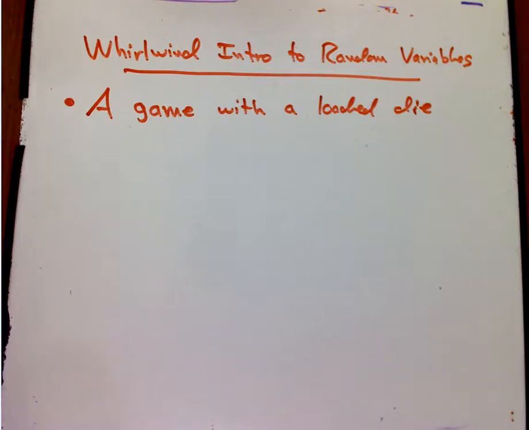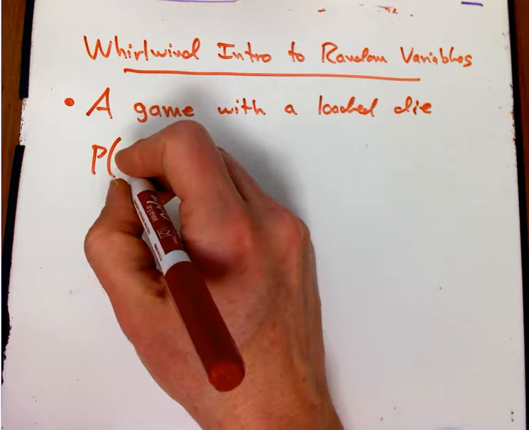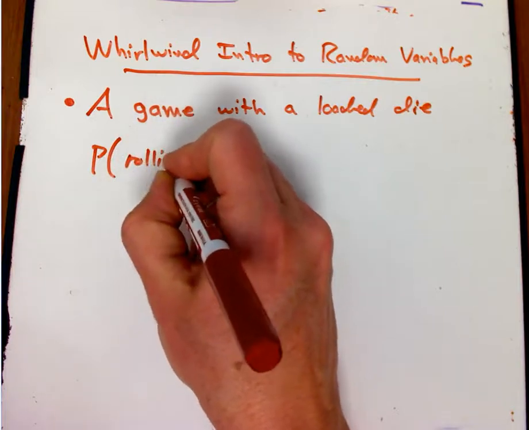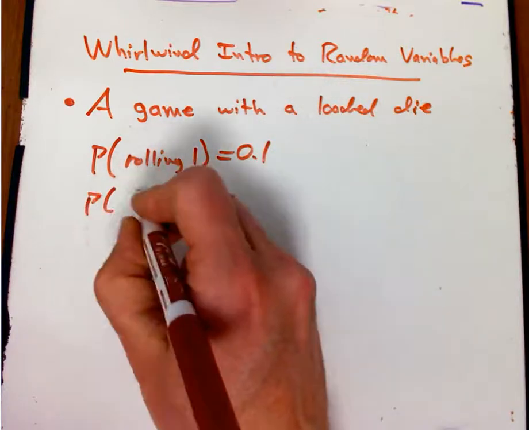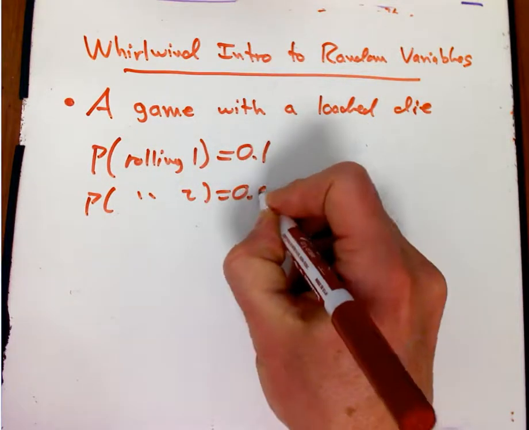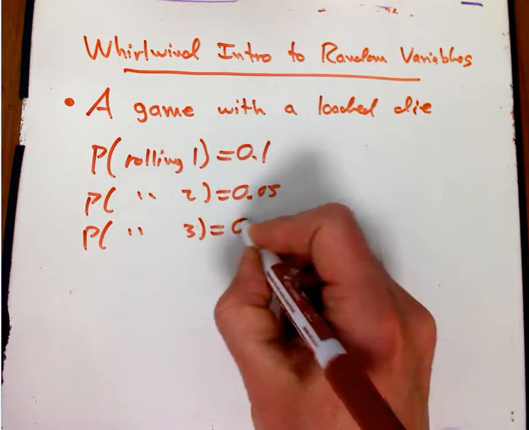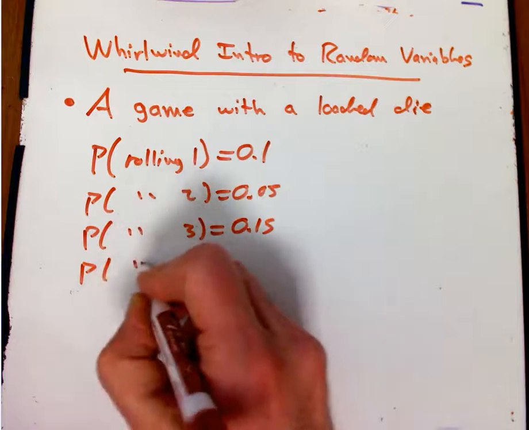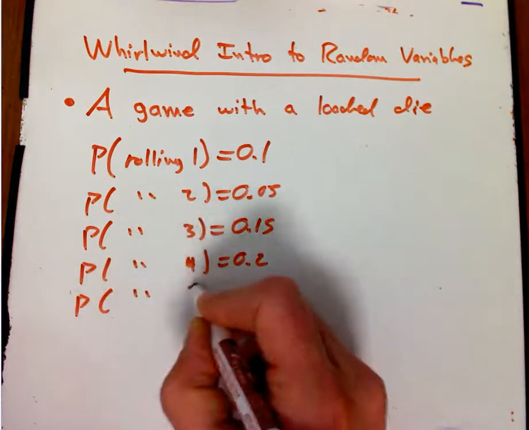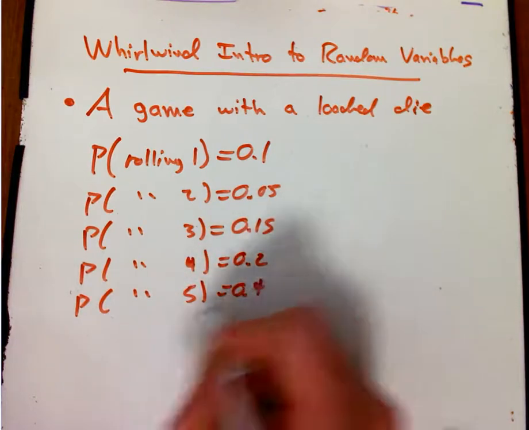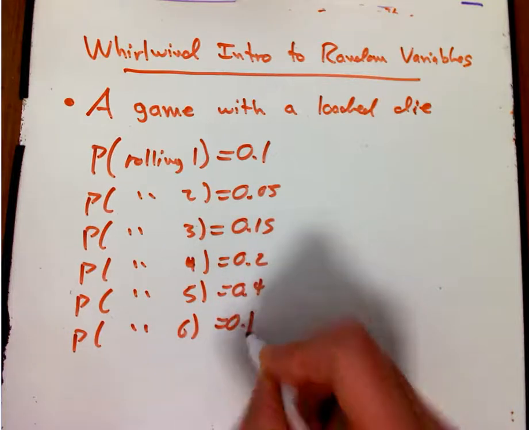It's not just 1 out of 6 to get each of the values. The probability of rolling a 1 is going to be 0.1. Probability of rolling a 2 is going to be 0.05, even smaller. Probability of rolling a 3 is, let's say, 0.15. Probability of rolling a 4 is 0.2. Probability of rolling a 5 is 0.4. That's quite likely, comparatively. And the probability of rolling a 6 is 0.1.